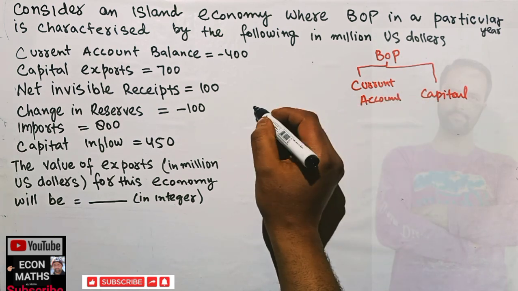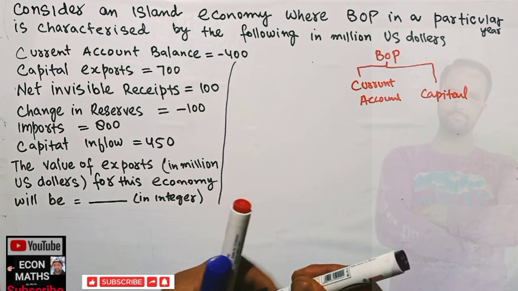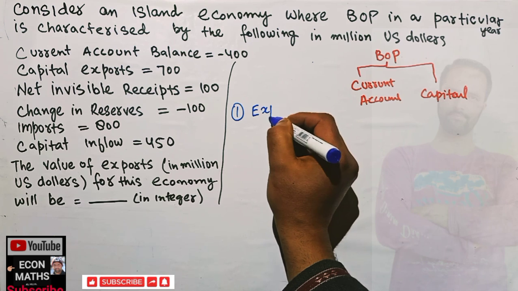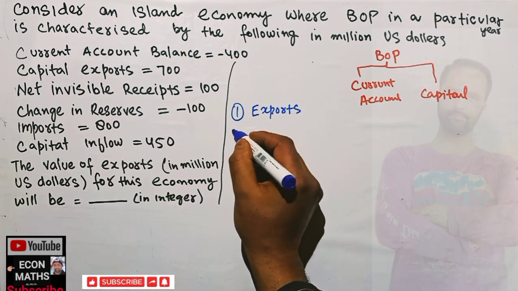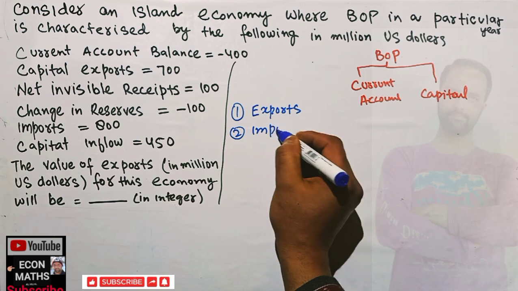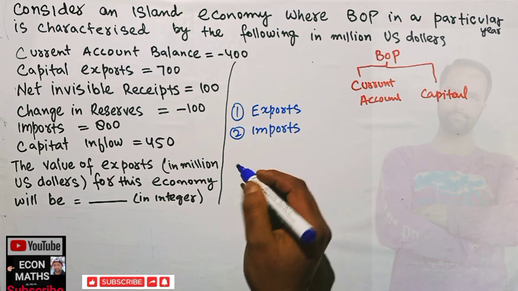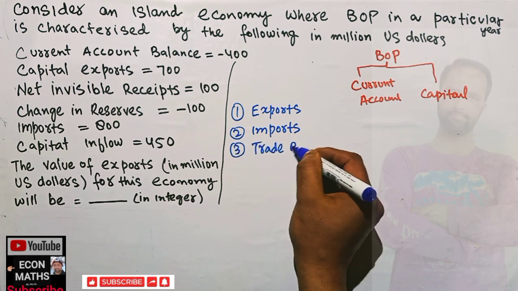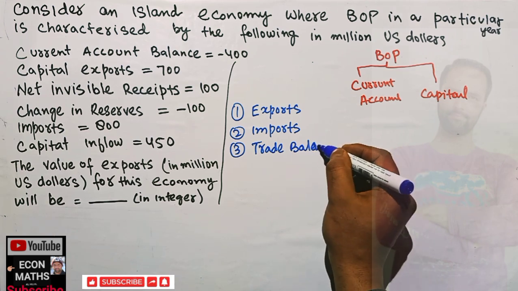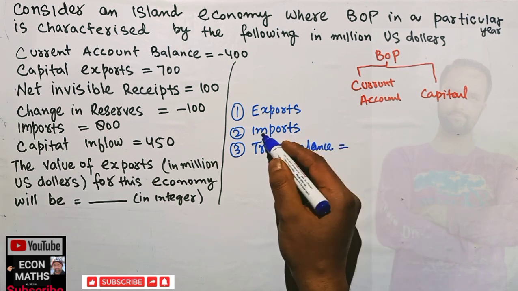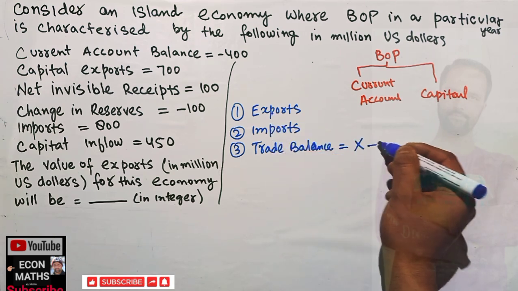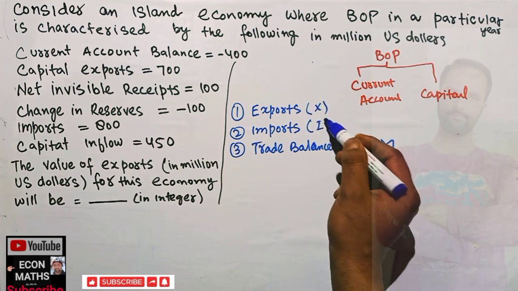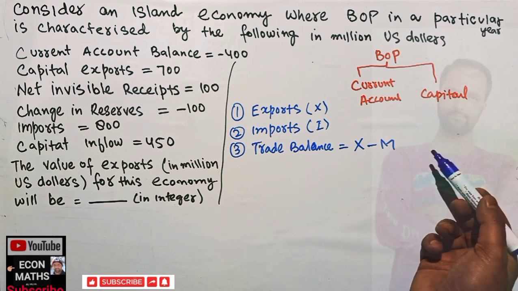So the first item in the BOP statement is exports, second we have imports. Third, what we call the trade balance, is given by exports minus imports. If I write it, this is export, this is import. So the difference between exports and imports gives us the trade balance.